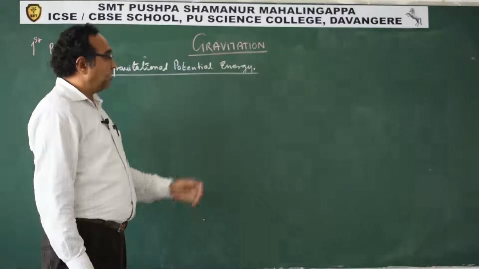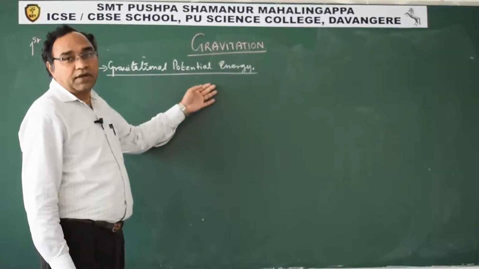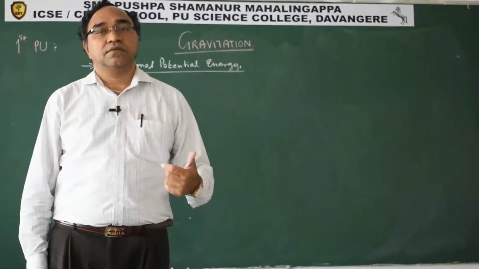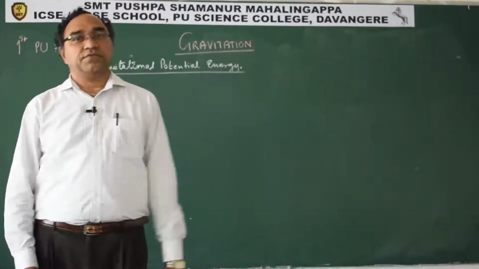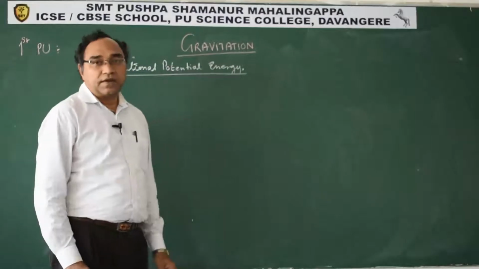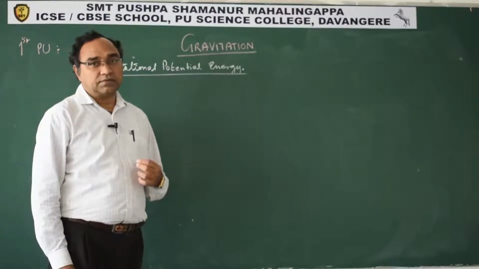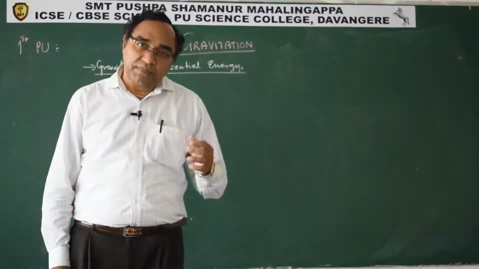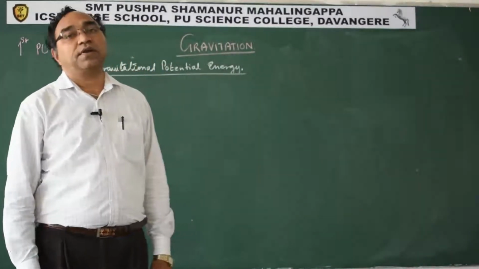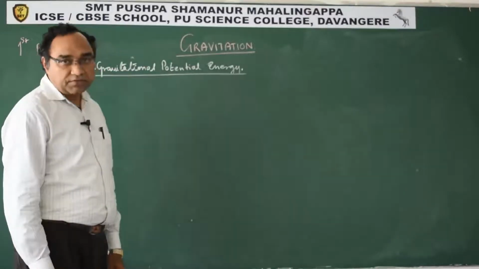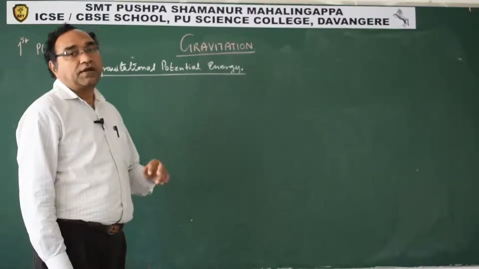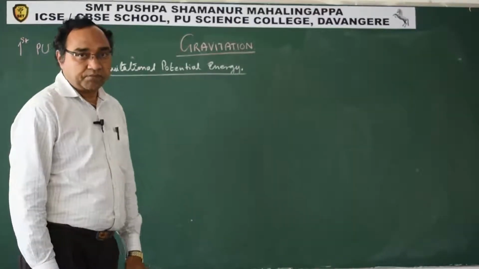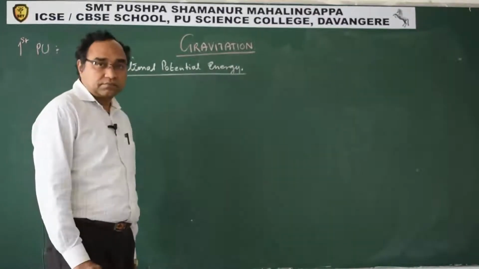Today we are going to discuss gravitational potential energy. In the previous class we discussed how the acceleration due to gravity is affected by moving above the surface of the earth, and how it gets affected when we go below the surface of the earth. So we have seen the altitude effect, and we have also seen the depth effect. Now let us move ahead.